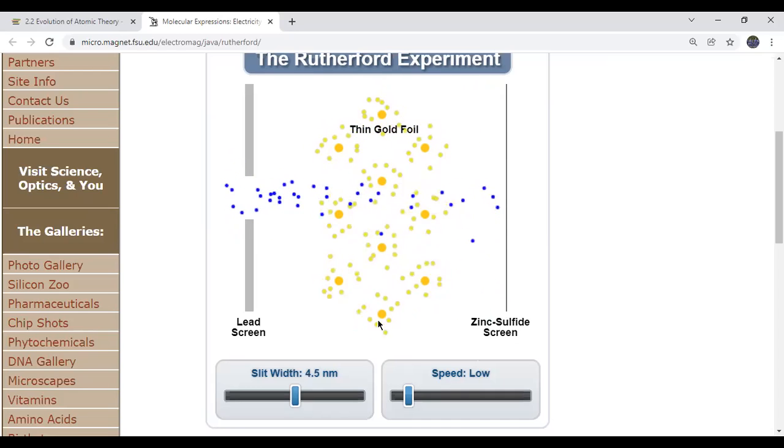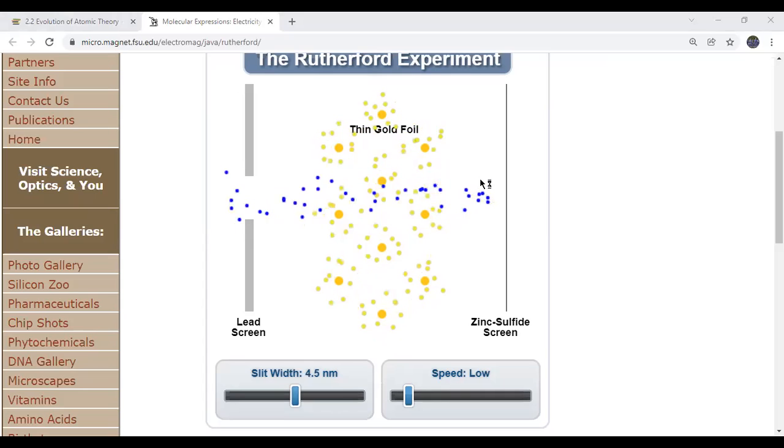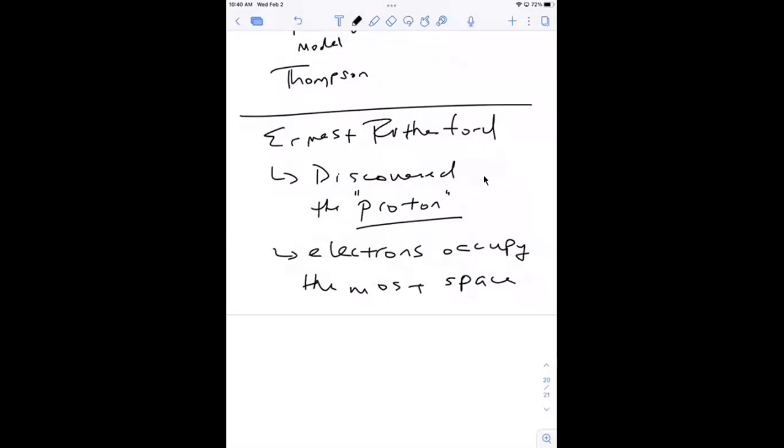All right, so let me go back to here. Let's switch back over. Right, so Rutherford's experiment again helped to crystallize the fact that there was something in the nucleus, and that most of the mass of the atom existed in the nucleus.